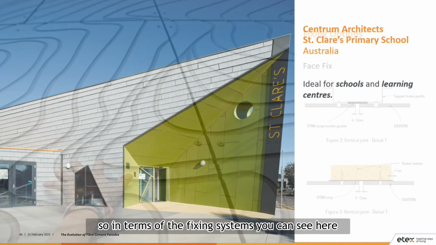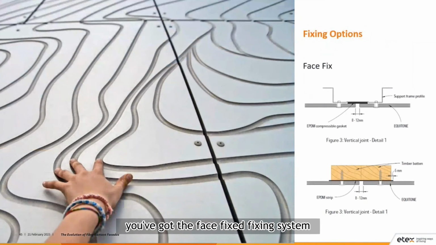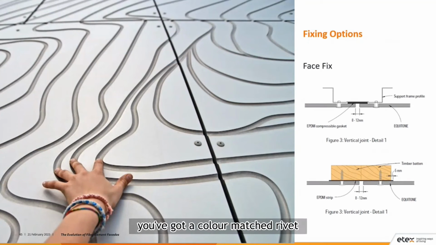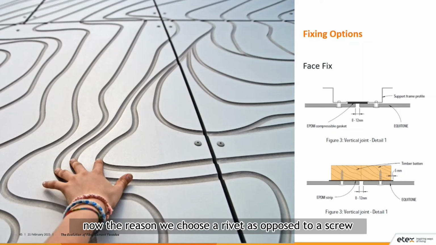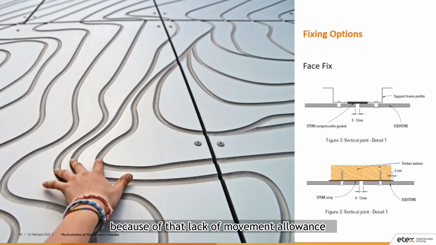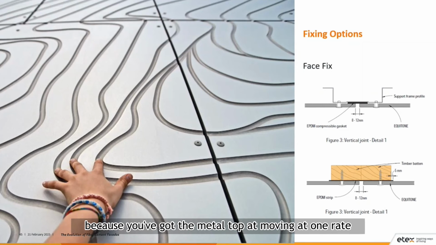In terms of the fixing systems, you can see here the face fixed fixing system. With the face fix, you've got two different options. You've got a color matched rivet if you're going into metal framing. You can see the metal top hats, and then the color matched rivet. The reason we choose a rivet as opposed to a screw is that you should never screw fibre cement into metal, because you don't have enough movement allowance around the screw. What that means is in future, those areas, especially at the corners of the panels, can crack because of that lack of movement allowance, because you've got the metal top hat moving at one rate and the fibre cement moving at another rate.